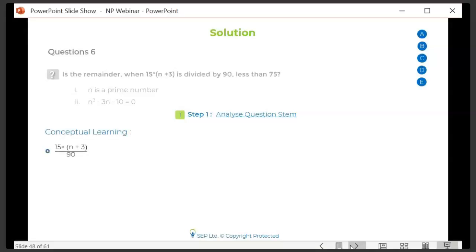We notice that when we write 15 times (n plus 3) by 90, we can cancel 15 in the numerator and denominator and write it as (n plus 3) by 6. Now tell me, is this correct, what we have done here? Let me bring up the poll. Can we do this? Yes, no. I'm cancelling out 15 and writing it as (n plus 3) by 6. Is this correct or is it not?